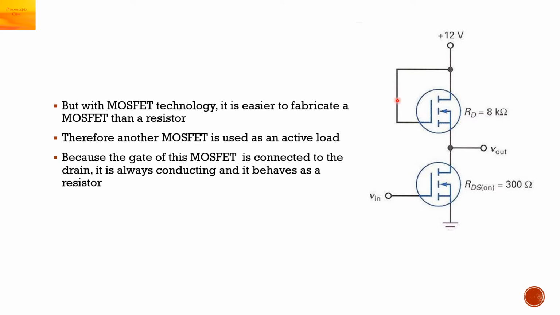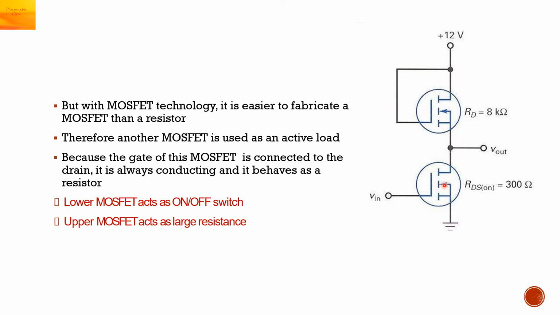Here, in place of that passive resistor or passive load, another MOSFET is connected. Because the gate of the upper MOSFET is connected to the drain, it is always conducting and it behaves as a resistor. The lower MOSFET, this one, acts as an on-off switch. The upper MOSFET acts as a large resistance. Upper MOSFET, as I said, has its gate connected to the drain.